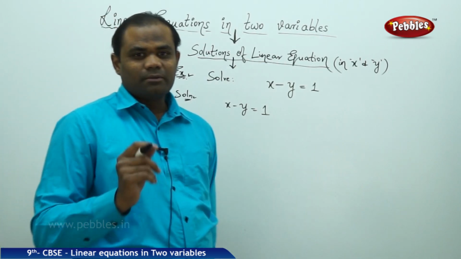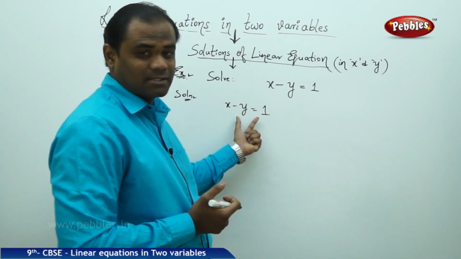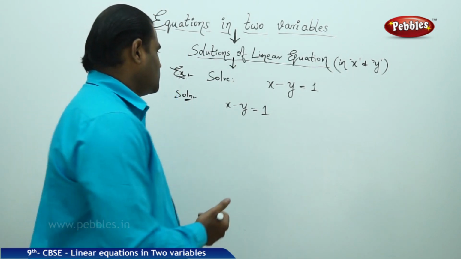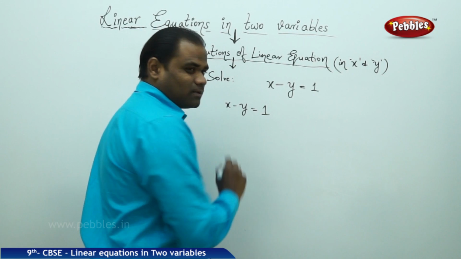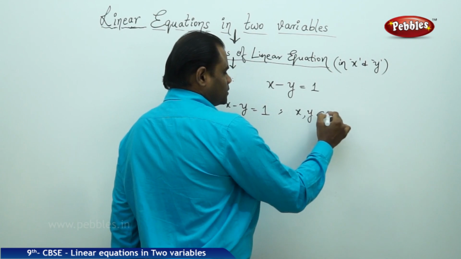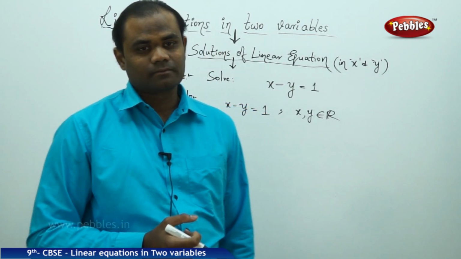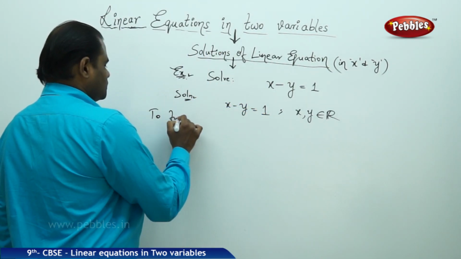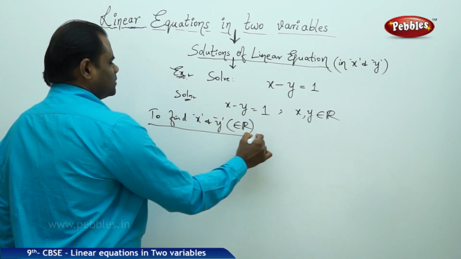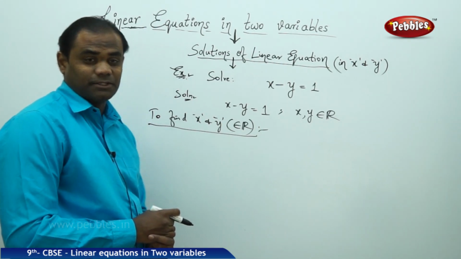Now, before we solve, it is very important to note that solving is about finding the variables. Solving is about finding x and y in this case. So we need to know what exactly x and y stand for. In order to solve this equation x minus y equal to 1, the condition is to find x and y which are real numbers. That is, we are searching for the real numbers which satisfy this equation. To find x and y which belong to real numbers is the target. So let's see how this target can be achieved.